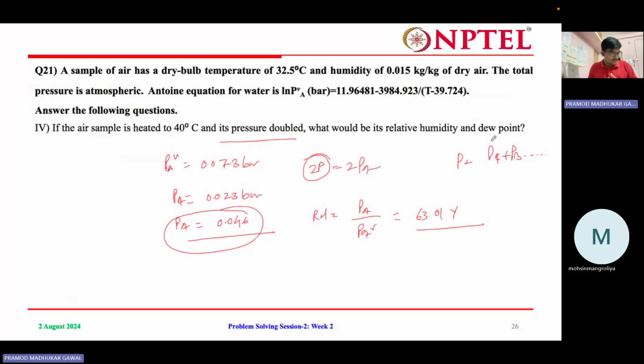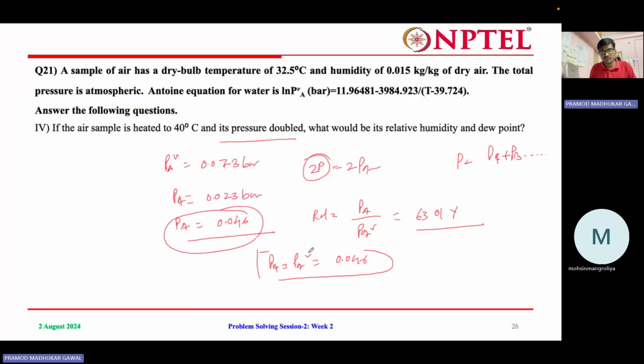Next part is the dew point. So same question. So you have to set partial pressure equal to PAV equal to 0.046. So you have to use this value. Put in this entire equation, so you will get the temperature. That's called the dew point. So this is one approach.